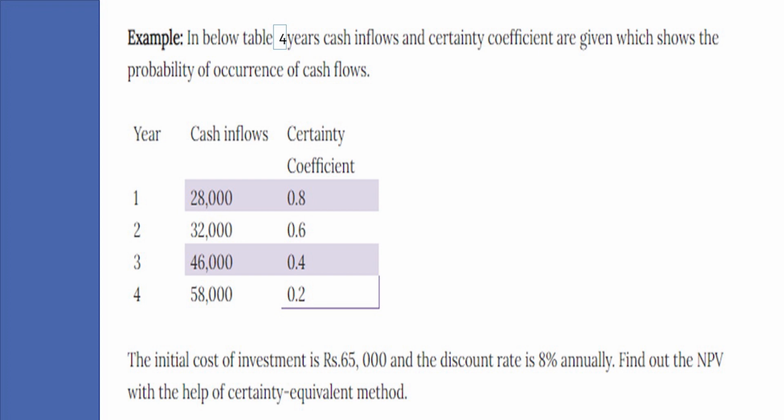Now, the initial cost of investment is rupees 65,000 and the discount rate is 8% annually. Now, we need to find out the whole certainty equivalent method using the NPV, which is the net present value of capital budgeting. Now, that's the question, and now let's go to the solution.